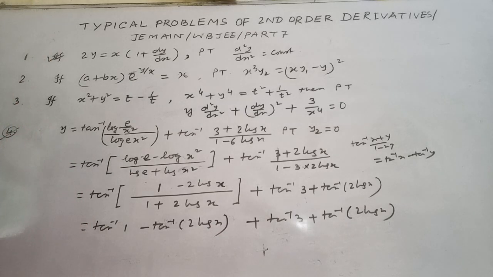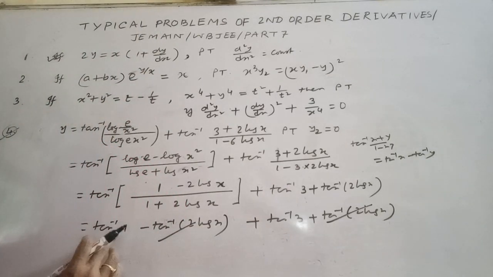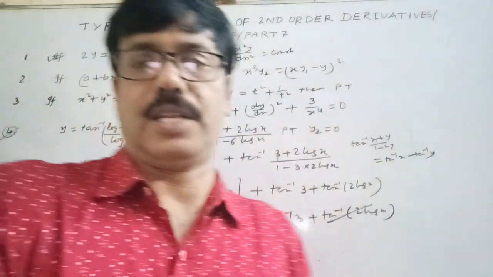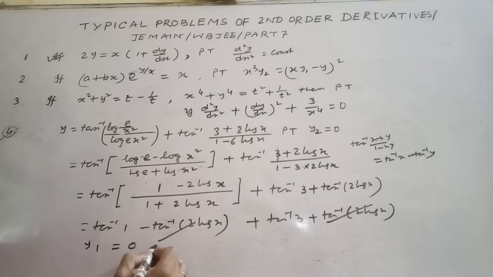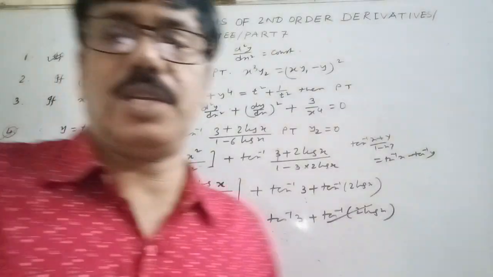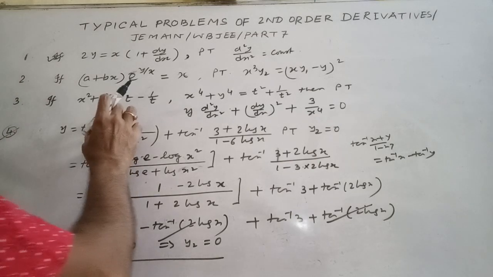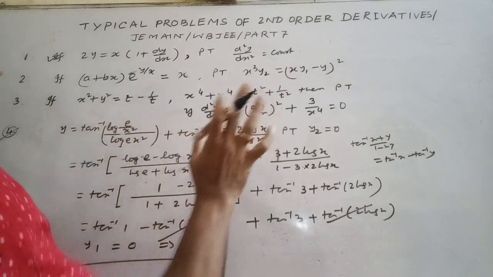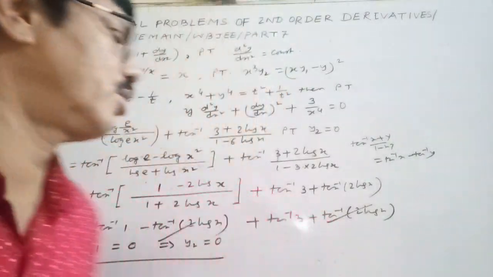So you can cancel tan inverse 2 log x. So finally you are getting tan inverse 3 plus tan inverse 1. So this is a constant function. So y1 equals 0. This implies y2 is also 0. So this is a very simple but most important problem. Now look, if it is given in terms of tan inverse or any inverse circular function, your main aim will be to simplify it.